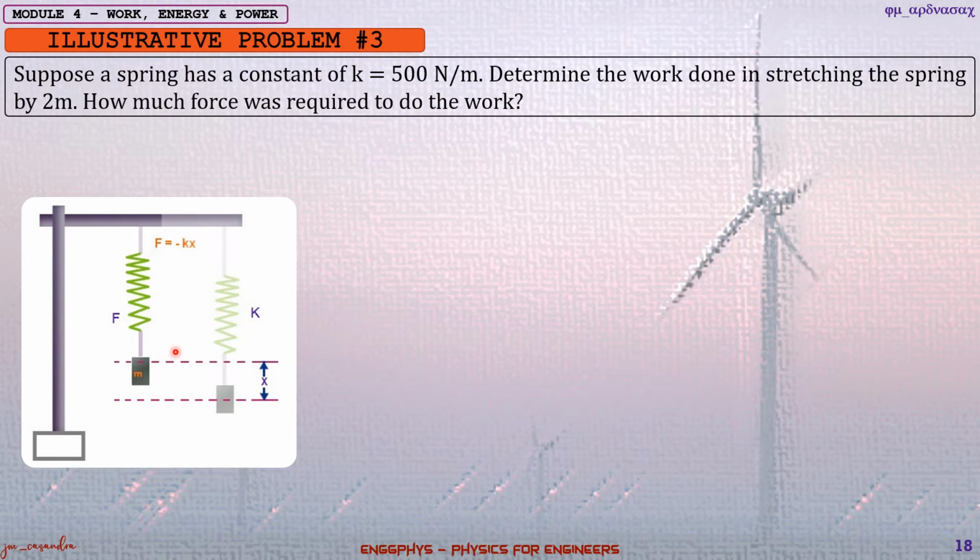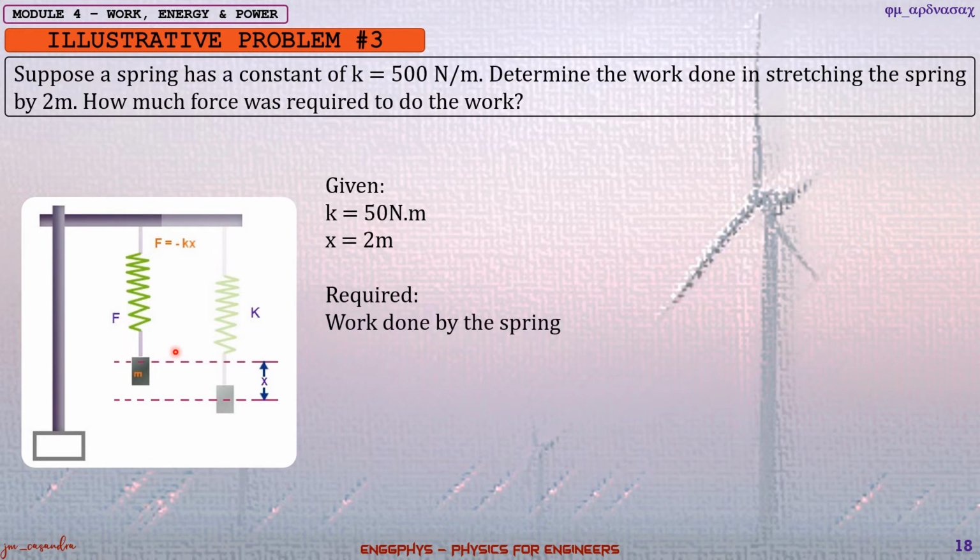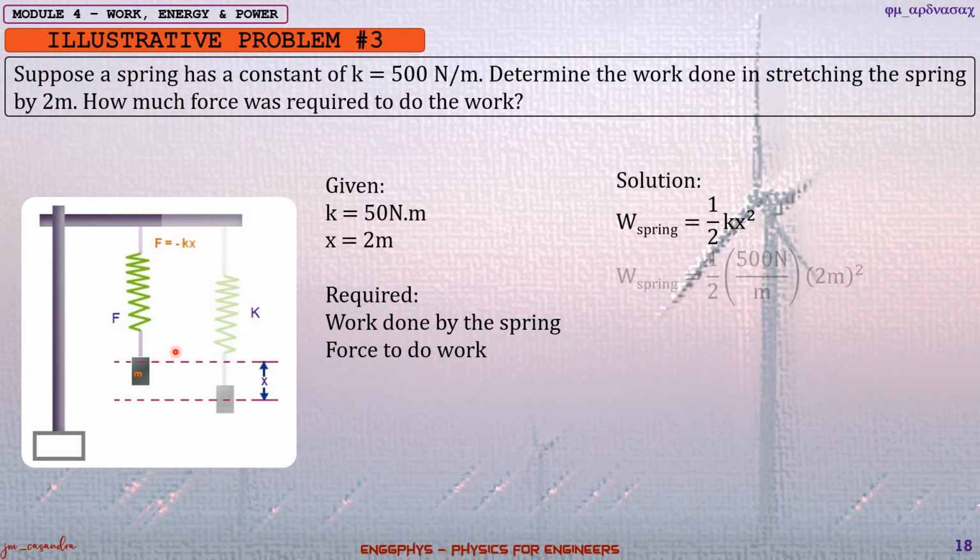Okay? So with that, we now are given the spring constant, which is 500 Newton per meter. We're also given X, which is 2 meters. So you're required to solve for the work done by the spring and the force required to do the work. So we'll just simply substitute the values of K and X in our equations. So for our solution for the work, as we have said, the work of the spring is equal to 1/2 Kx squared. And that's now equal to 1/2 times 500 Newton per meter times 2 meters squared. So the work done by the spring is equal to 1,000 joules.